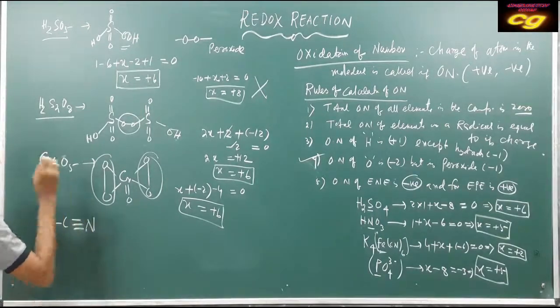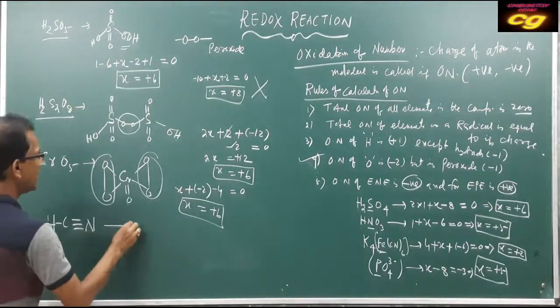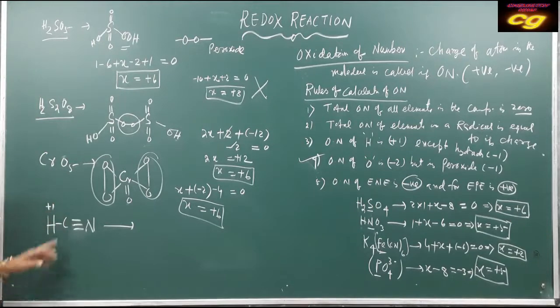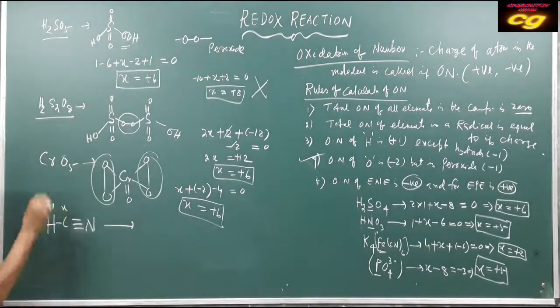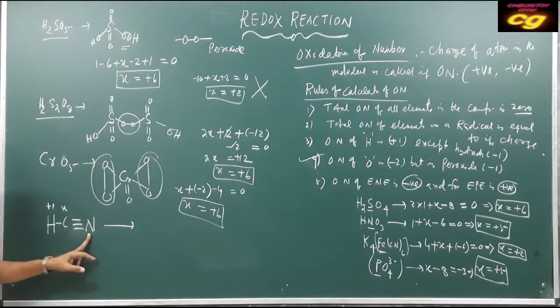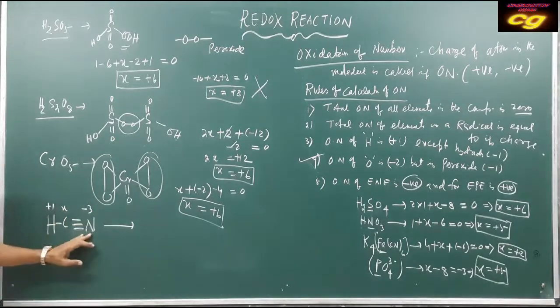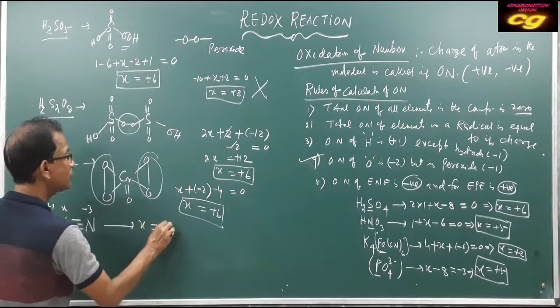This is the structure of hydrogen cyanide. So for hydrogen cyanide, I can calculate the oxidation number of carbon. Here hydrogen is +1 and carbon is x. Nitrogen is more electronegative than carbon and it is attached by 3 covalent bonds, so it will be -3, as the more electronegative atom carries the negative charge. So -3 + 1 + x = 0, and the value of x is +2.